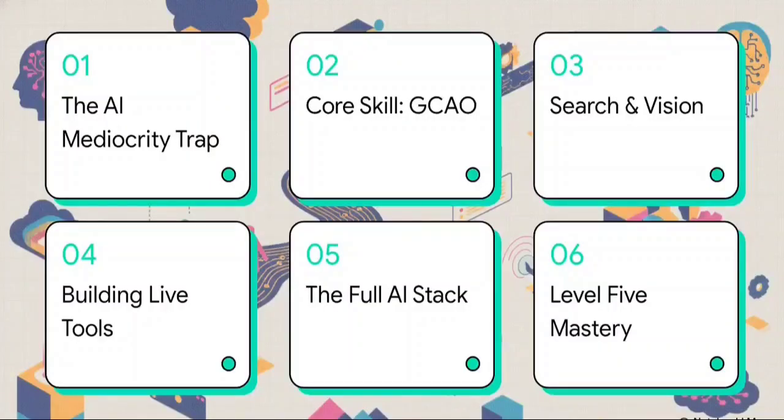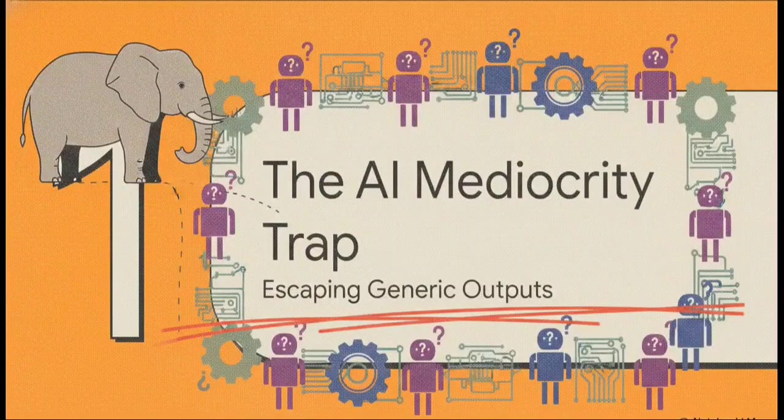Okay, let's dive right into our roadmap for today. First, we'll cover the AI mediocrity trap. Then, the core skill, GKO prompting. Third is beyond text, search and vision. Fourth, artifacts, building live tools. Fifth, we'll put together the full AI stack. And finally, reaching level 5 mastery. We absolutely have to move in this specific order, simply because each feature conceptually builds right on top of the last one. All right, Section 1, the AI mediocrity trap.